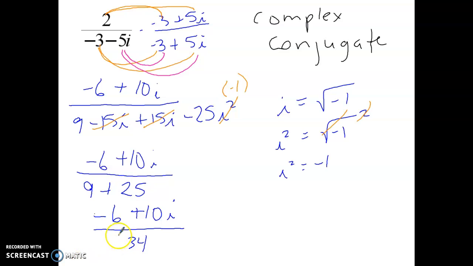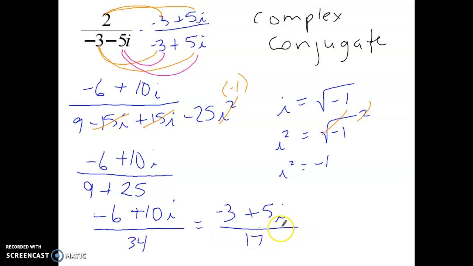And then I always want to go back and check if I can simplify. 6, 10, and 34. Is there anything that will go into all three of those? Yes, they're all divisible by 2. So 6 divided by 2 is 3, 10 divided by 2 is 5, 34 divided by 2 is 17. And this time that's a positive, so I don't need to worry about switching around my negative in any way. That will end up being the final answer. Negative 3 plus 5i, all divided by 17.